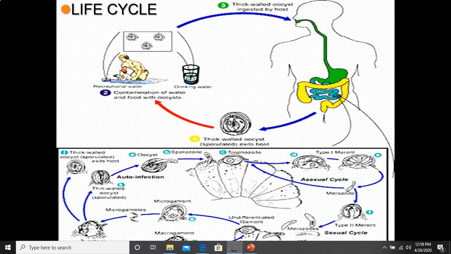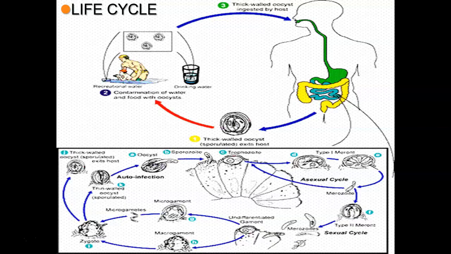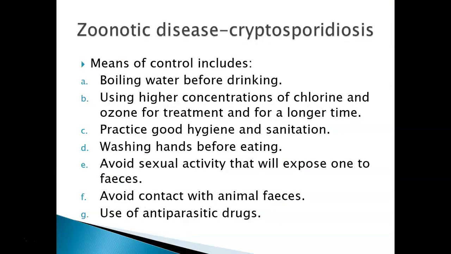So zoonotic diseases, cryptosporidiosis controls include boiling water before drinking, using a higher concentration of chlorine and ozone for treatment for a longer time, practicing good hygiene and sanitation, washing hands after sexual activity that would expose one to feces, avoiding contact with animal feces, use of antiparasitic drugs.